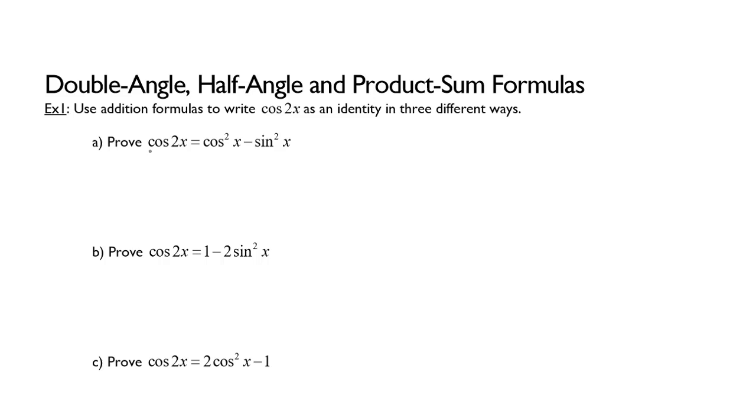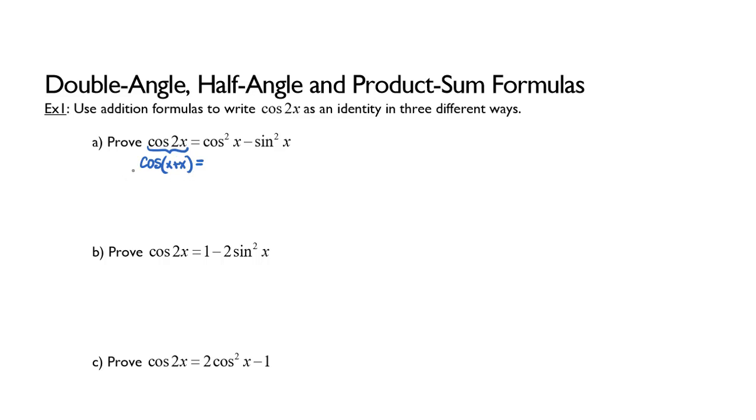So I need to prove the first one, that cosine of 2x equals cosine squared x minus sine squared x. I know that the right-hand side definitely looks a little bit more complicated than the left-hand side, but I'm going to use the addition formulas, and so I'm actually going to show that the left-hand side can equal the right-hand side. So the first thing I'm going to do is rewrite cosine of 2x as cosine of x plus x.